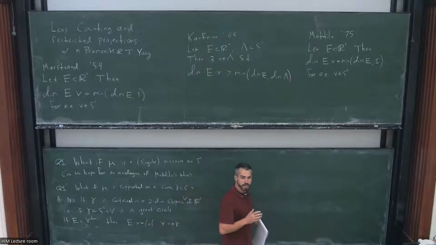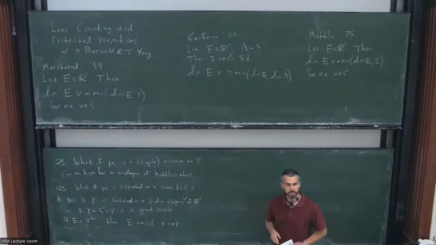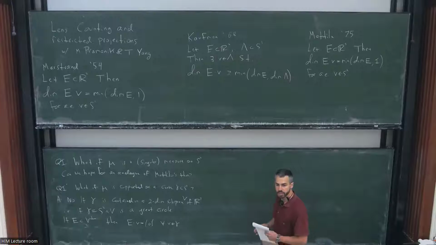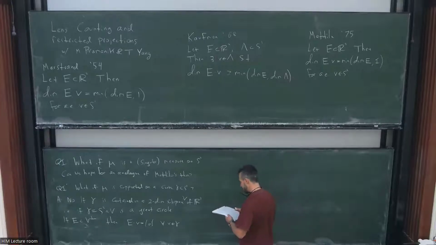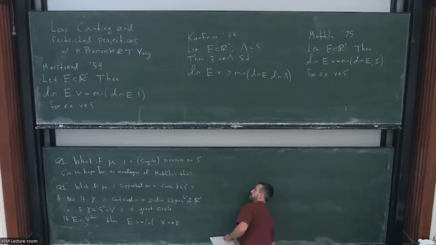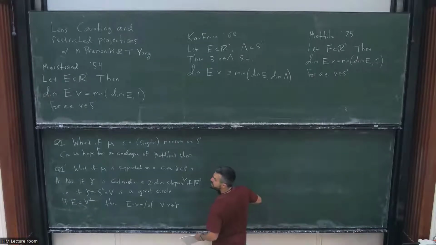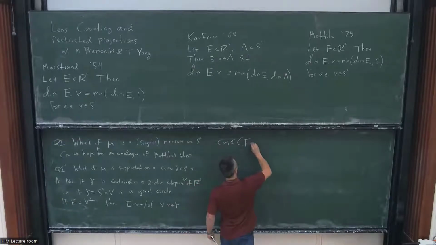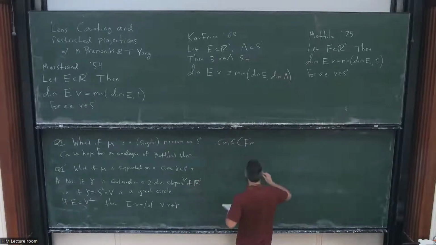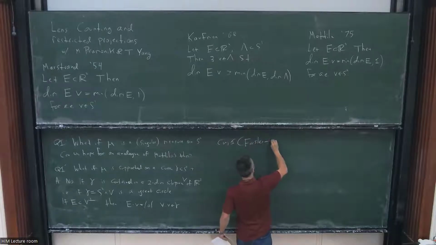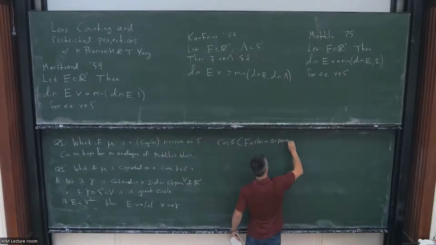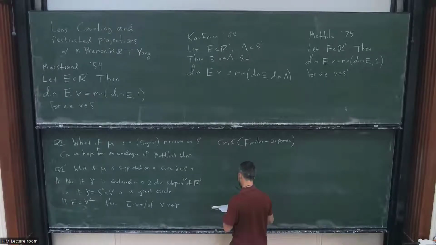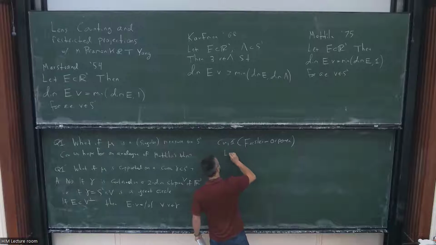And one way to make that rather vague question precise is a conjecture due to Fassler and Orponen. So here's a conjecture. Maybe we'll call this conjecture 1. I always butcher accents. And so they conjectured the following.